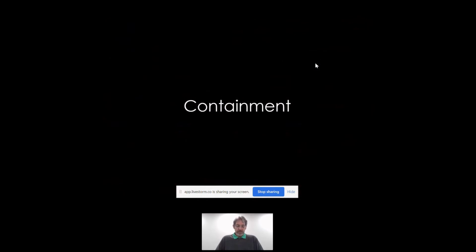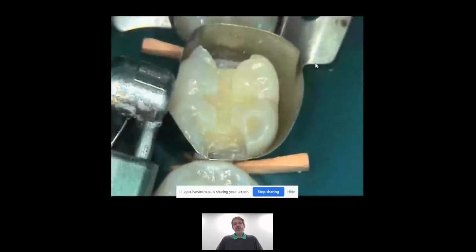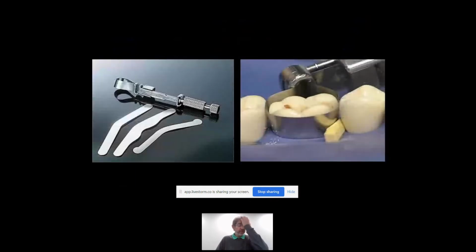So as I was mentioning, containment has typically been done with a stainless steel matrix band and wooden wedges. The traditional systems used have either been a Sectional or a Tofflemire system. But the challenge with these systems is, number one, the bands tend to be very flat, so they don't provide the ideal proximal contour or anatomy. They are quite thick, so sometimes, especially when you're removing the band, you tend to break the contact. And then placement of these retainers can sometimes prove to be a challenge, especially in patients with, say, a restricted bite.